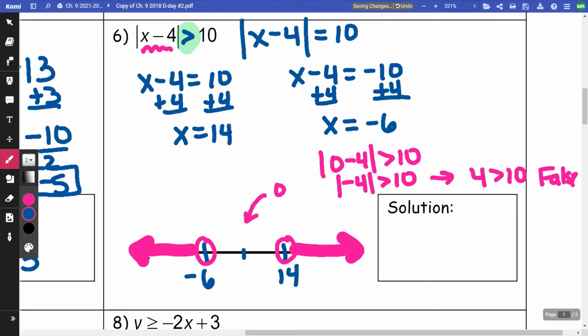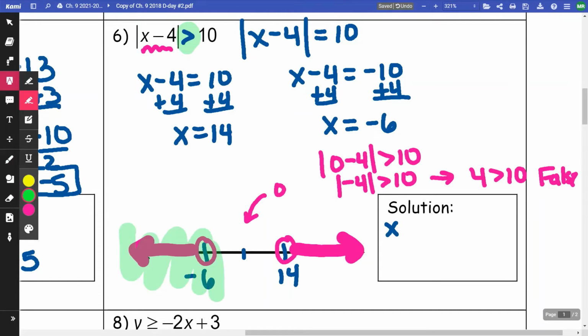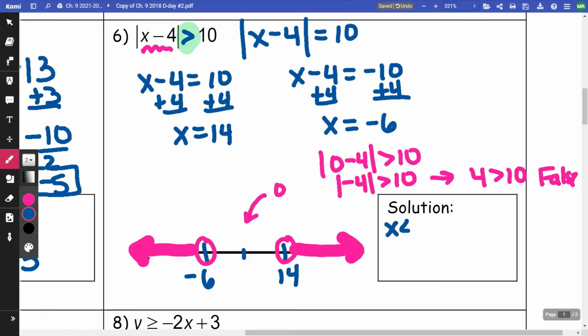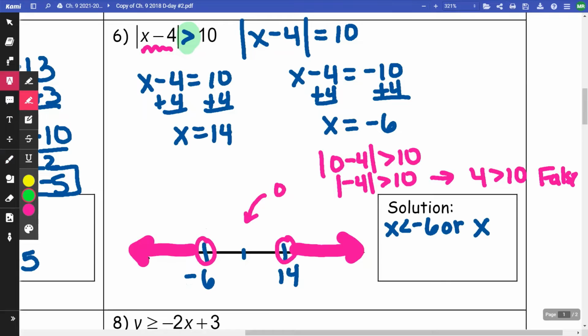So how do I write my answer? When you have two separate pieces of graph, I'm going to define each of them. So the first one I'm defining, I'm just going to shade for a second. I'm going to define just that piece. So that piece right there is going to be x is less than -6. And then I need the word or. And then the other piece over here is going to be x is greater than 14. So I need the word or in between.